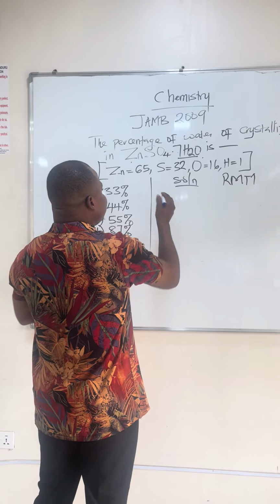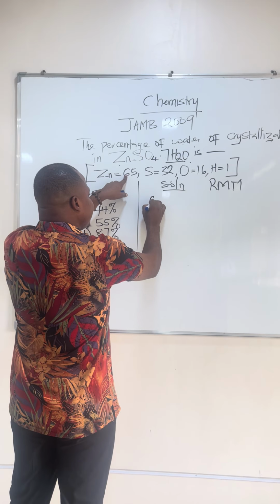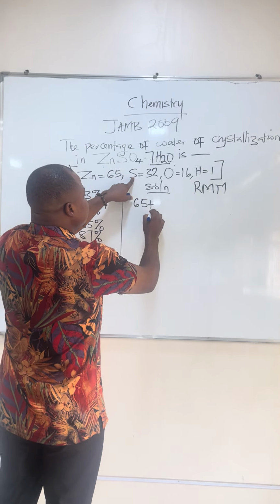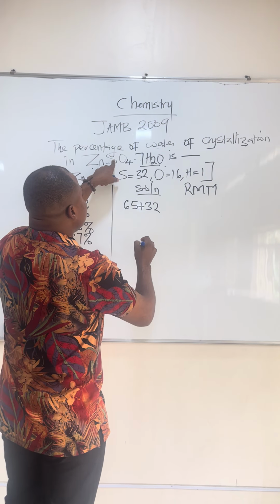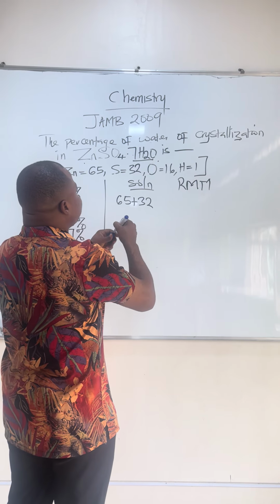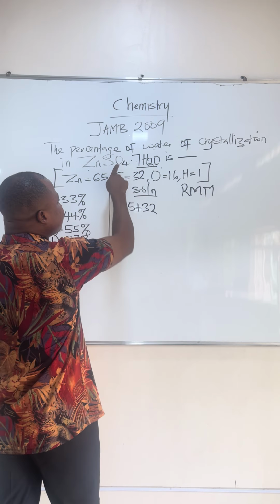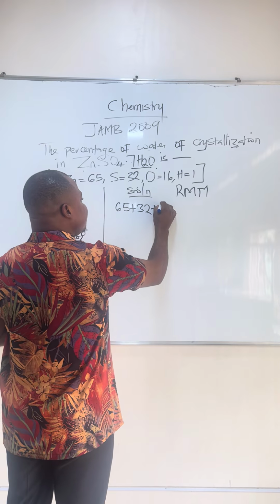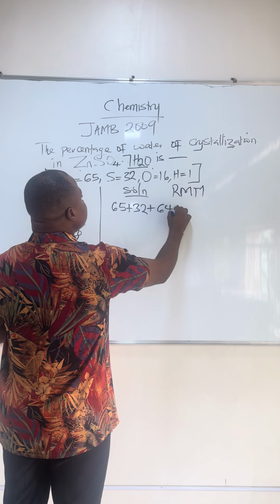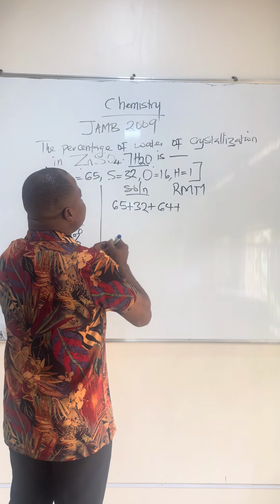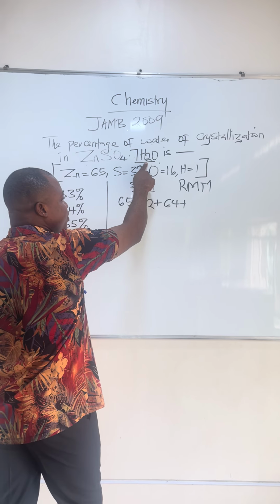Zinc is equal to 65. We say 65 plus 32 because sulfur is 1. Oxygen here is 4 atoms, so we are going to say 4 times 16. 4 times 16 here is 64. Now we come to the water of crystallization.